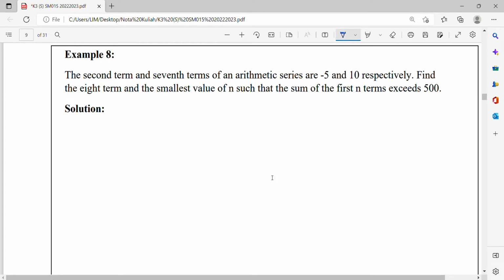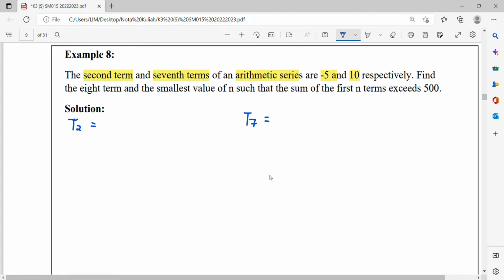Okay, so next question. This question says the second term and the seventh term of the arithmetic sequence are -5 and 10 respectively. So we transfer it to mathematics symbols. The second term stands for T2. The seventh term stands for T7.